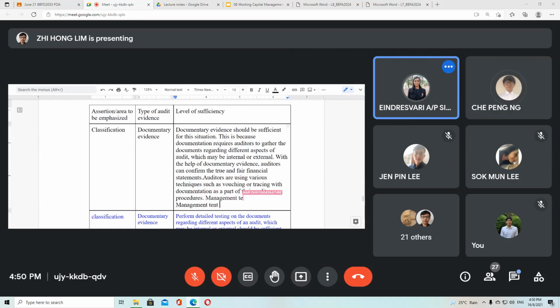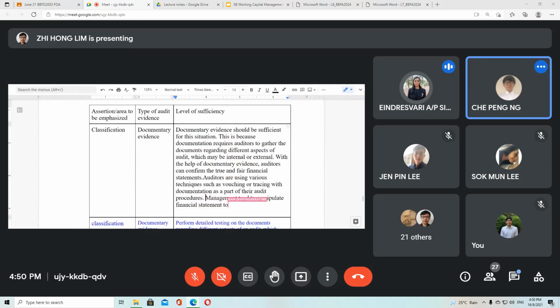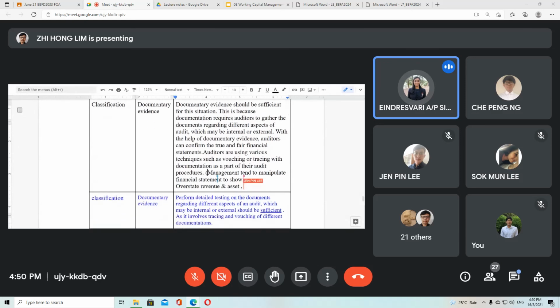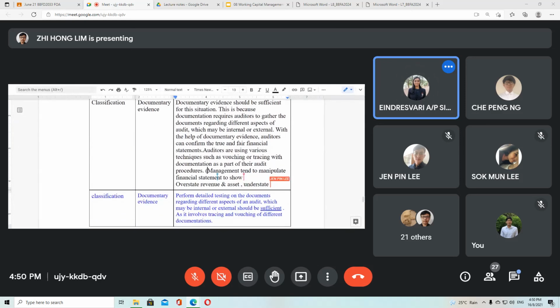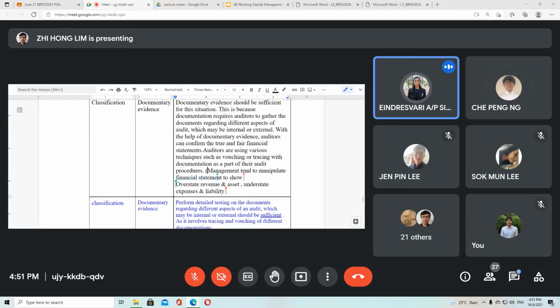So you can talk about classification, accuracy, all this. What happens is they will try to overstate the revenue, understate expenses, understate liability. Overstate revenue and asset, understate expenses and liability. So you will need to do more tests of controls on all these items. Actually, you should perform more substantive procedures related to these four accounting items.